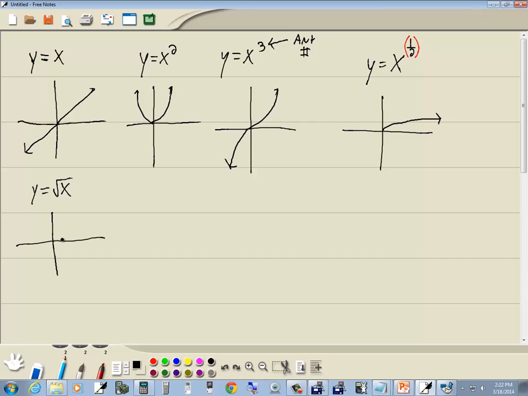Now you may be looking at that and it's like, well, that didn't change. It's the same as the previous graph. Yeah, because x to 1/2 is the same as the square root of x.